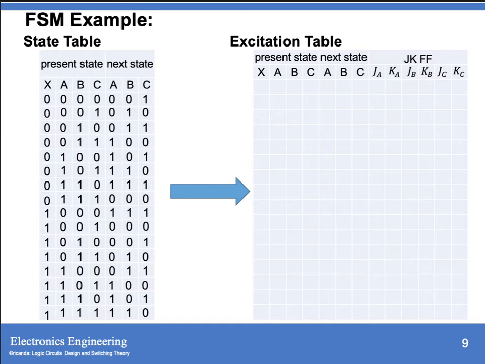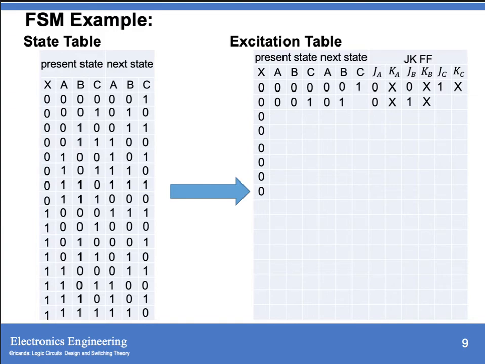So for your present state at input x equals 0, we have from present state of A going to next state of A, which is 0. Therefore, your JK is 0x. Then for B, it goes to 0, so we have 0x. 0 to 1, that is 1x. Next, 0 goes to 0, we have 0x. Then 0 goes to 1, that is 1x. Then 1 to 0, x1. 0 to 0, 0x. 1 to 1, that is x0. Then 0 to 1, that is 1x. 0 to 1, that is 1x.